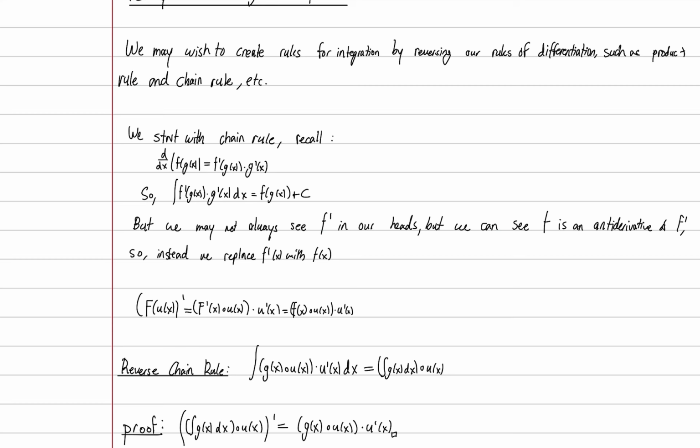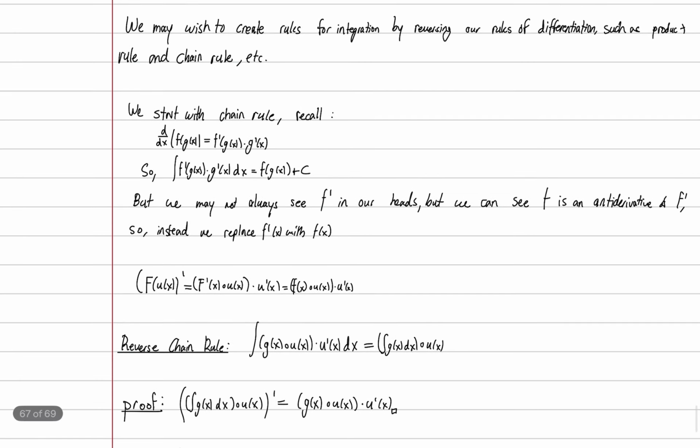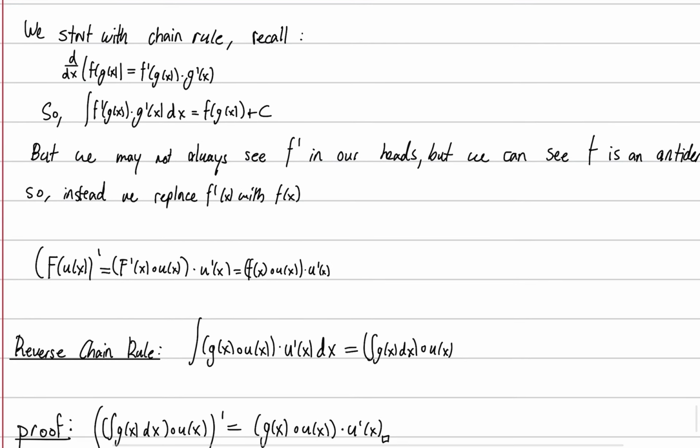So I'll show you what that looks like, all right? If we want to differentiate the capital F of u of x, where we're replacing f with capital F, we're going to get capital F prime of u of x times u prime of x, which is just lowercase f of u of x times u prime of x. So we can apply that idea. Hopefully now, instead of just having a g prime, we can have a g. And hopefully I'll show you with reverse chain rule.